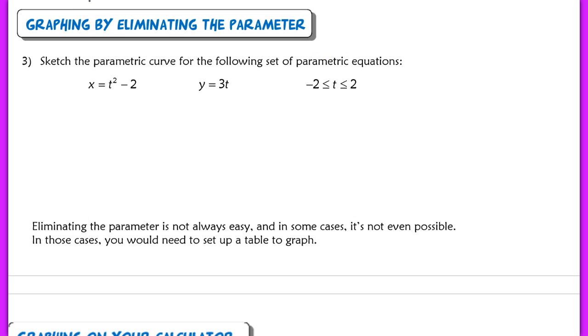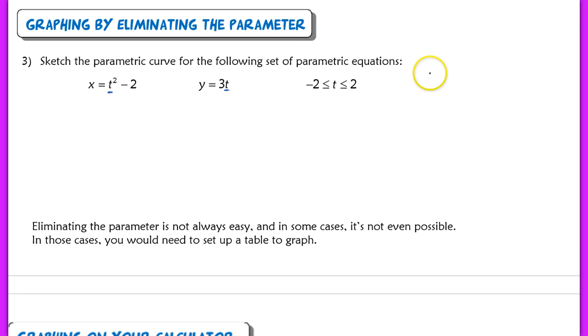So in our previous 2 examples, we graphed the parametric curves by using a table. Now I'm going to show you an alternate method, which is graphing by eliminating the parameter. We're using the exact same example as number 2 above, but this time we're going to eliminate the parameter. Remember, the parameter is the independent variable in your parametric equations. So we want to eliminate the t in one of these equations.